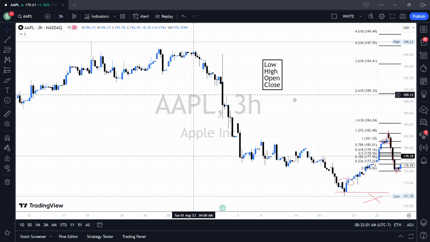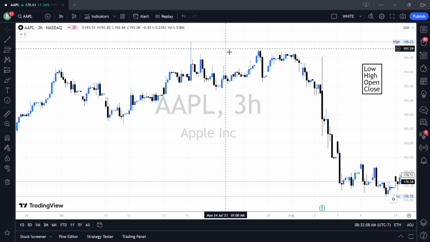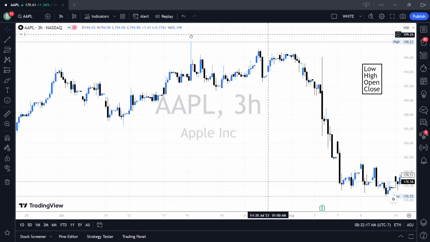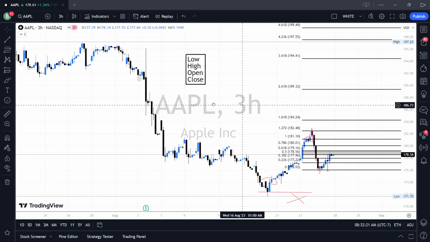On a bullish candle, you would have your low, your open, your high, your close down here. If you do not know how to read candlesticks, it is the basics. It is the most simple thing you can do, and if you don't understand that yet, maybe you should start there. Once you understand all these fundamentals.